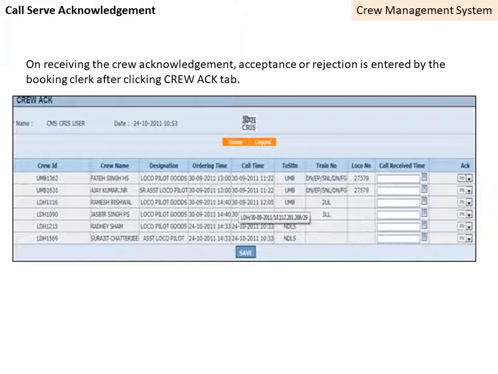On receiving the crew acknowledgement, the acceptance or rejection is entered by the booking clerk after the crew acknowledgement. As I said previously, whether the crew is accepted or rejected, after accepting the crew acknowledgement, immediately here we give acceptance. Then it goes directly to the signing on. If they are not acknowledged, call rejected will take place.